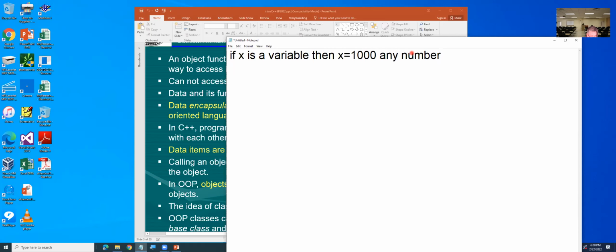So you can see, I can just say C equal Q times X. Then C equal 2000. What's C equal? 2000. So basically, I got a variable.